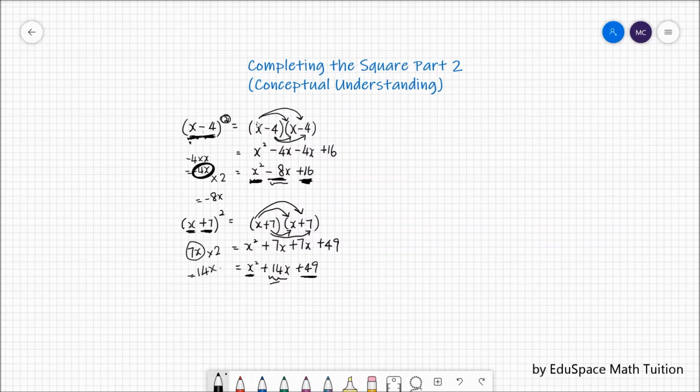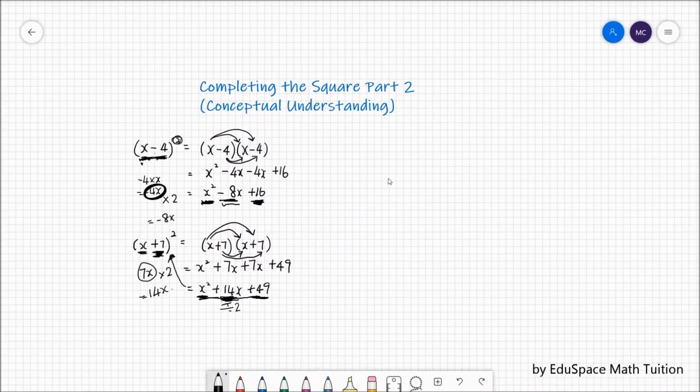What does that mean? That means if I were given x squared plus 14x plus 49, and I want to reverse back to the original bracket, I have to take the 14x and divide by 2 so that I will get positive 7. So let's look at one example here.